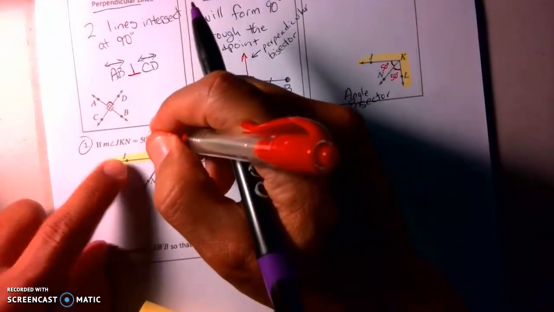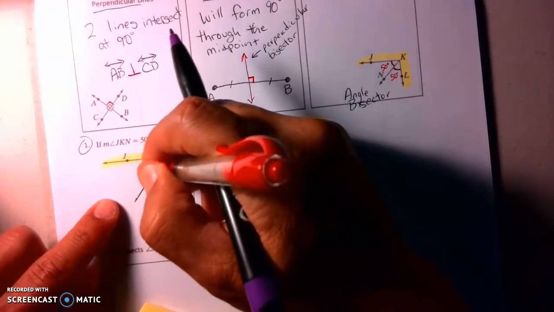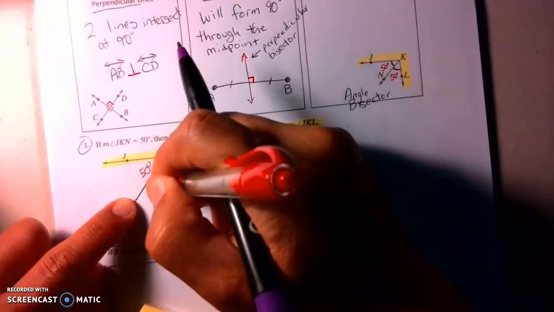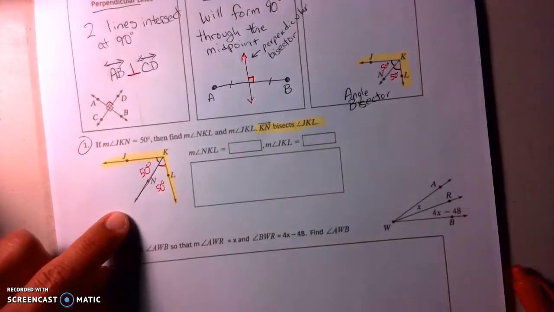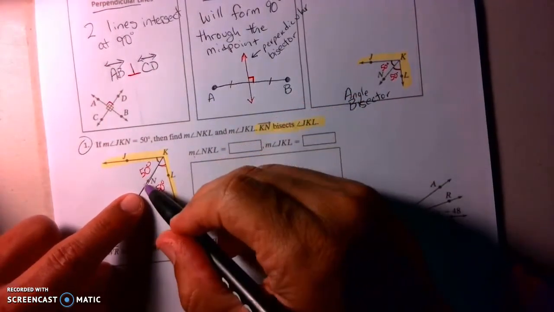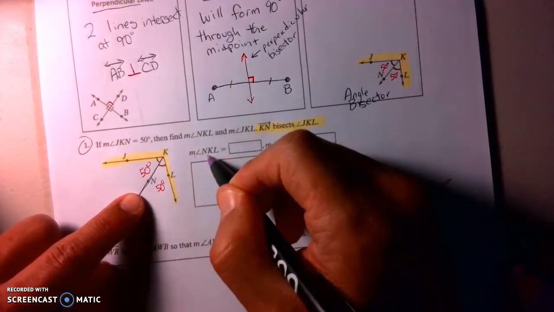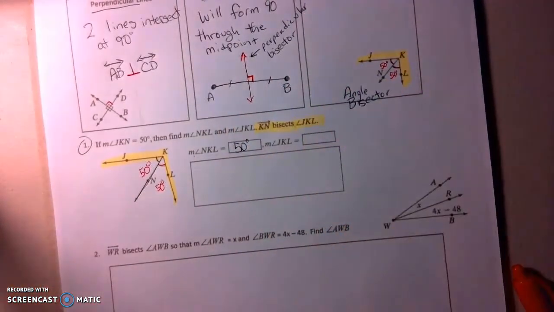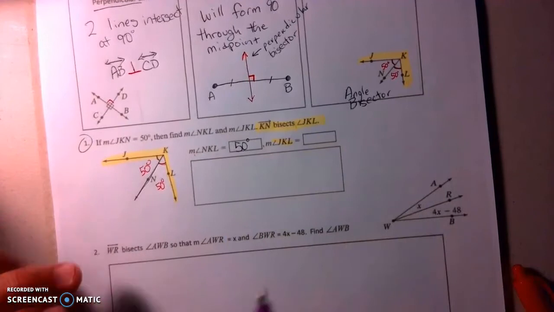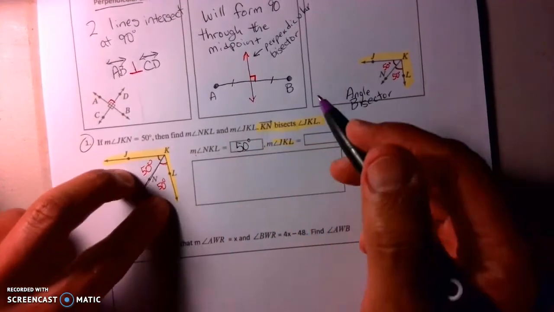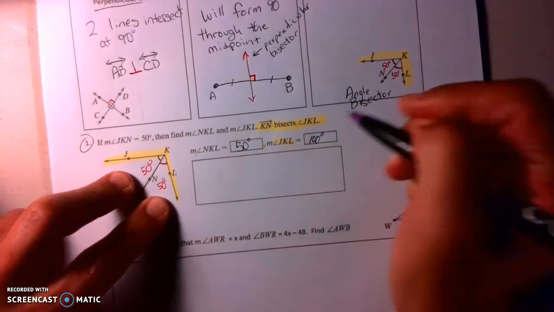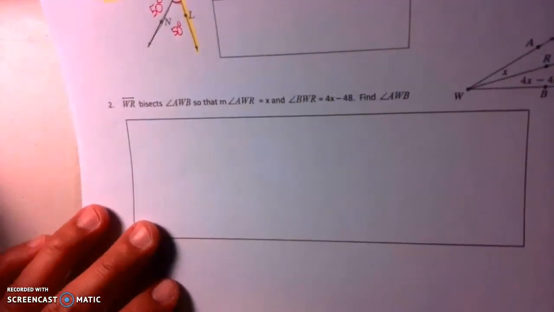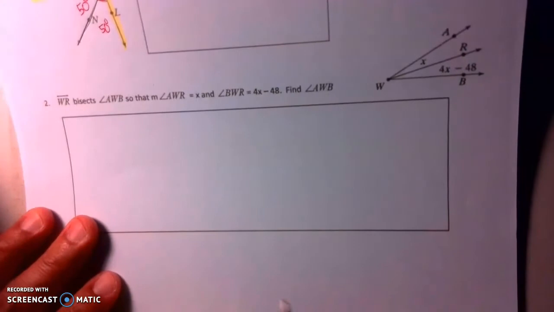First of all, it says angle JKN is 50, so this is 50. And because this is the bisector, this tick mark, this also has to be 50 degrees. So when they ask you what's the measurement of NKL, that's got to be 50 degrees. What's the measurement of this big yellow angle JKL? Well, that is 50 plus 50, 100 degrees. All right, let's move on to the last problem for the day.